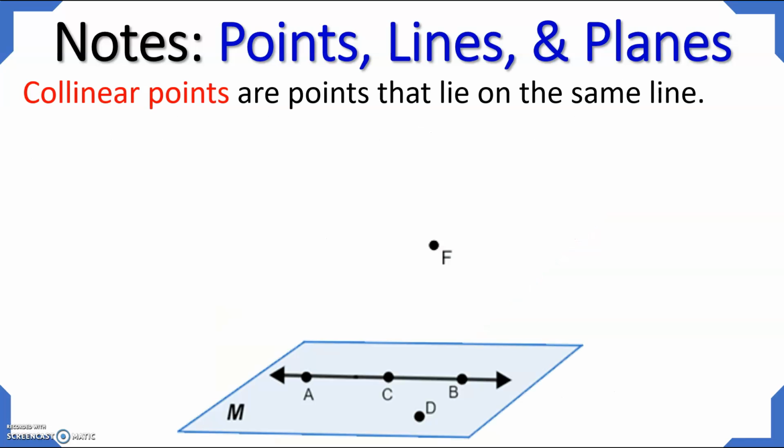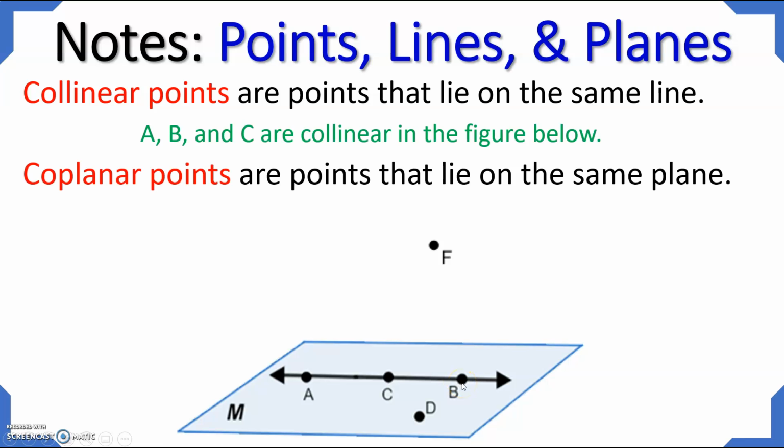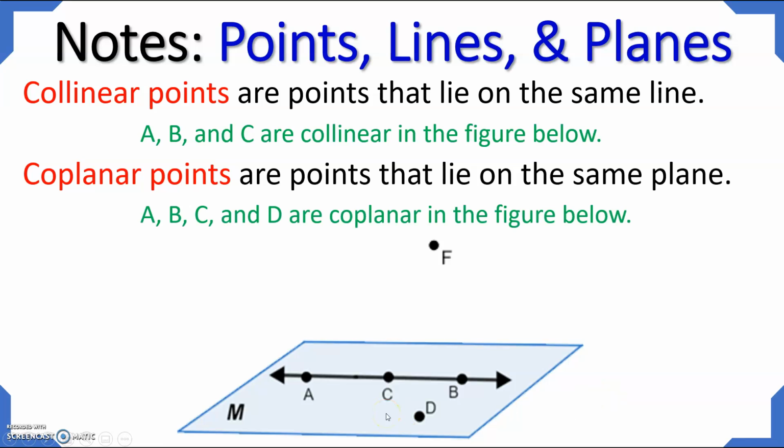Points that are collinear are points that lie on the same line. For example, in this diagram, A, C, and B are collinear. Coplanar points are points that lie on the same plane. So in this figure, all of the points lying on plane M are A, B, C, and D. The only point that is not coplanar is point F.